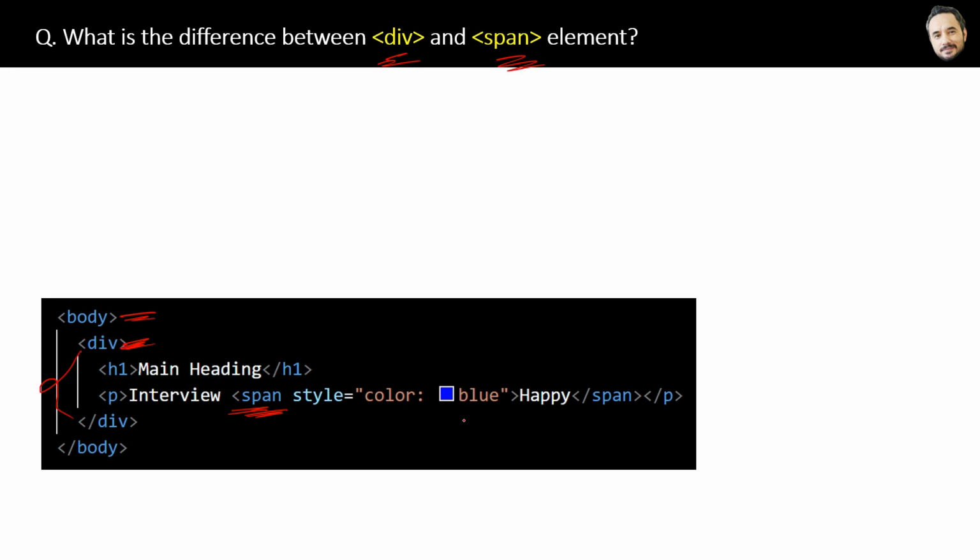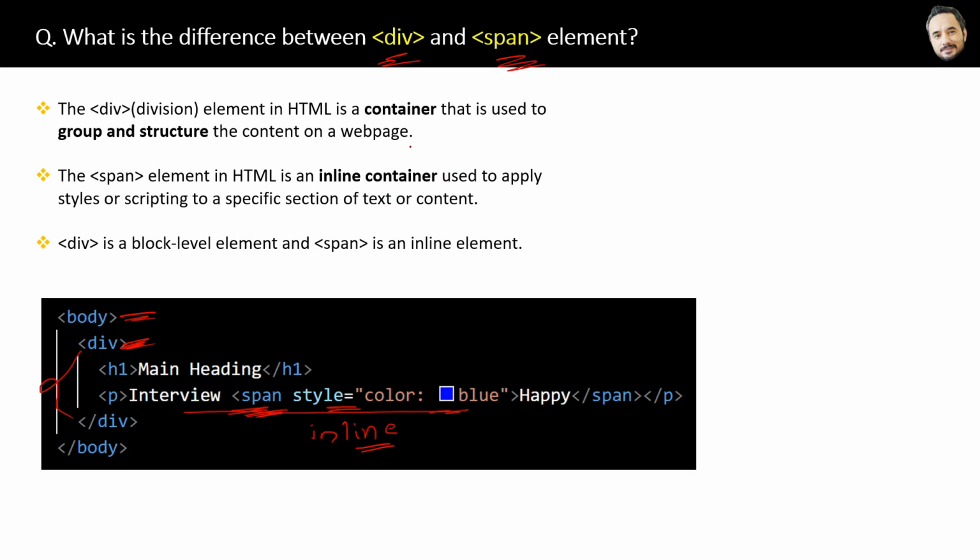The span element in HTML is an inline container. So one is div, which is a container, and another is span, an inline container, which is used to apply styles or scripting to a specific section of text or content. In short, you can say that div is a block level element and span is an inline element. And yes, I will share the differences between block and inline elements in upcoming questions. But for now, that's it. And here are the points which I just explained for later reference.